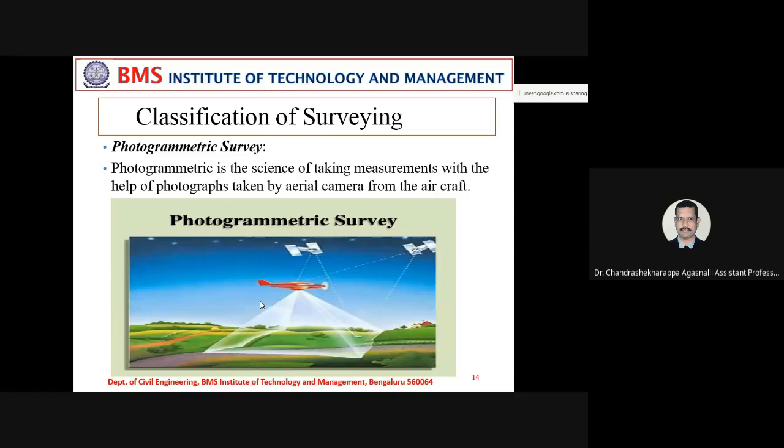Like that, you are capturing images of the earth from the aerial view, from the aircraft, from the drone instrument. You are focusing on the required areas, and you are going to capture photos of the objects on the surface of the earth. That is called a photogrammetric survey. That is taken from the aircraft. It's a very simple one.